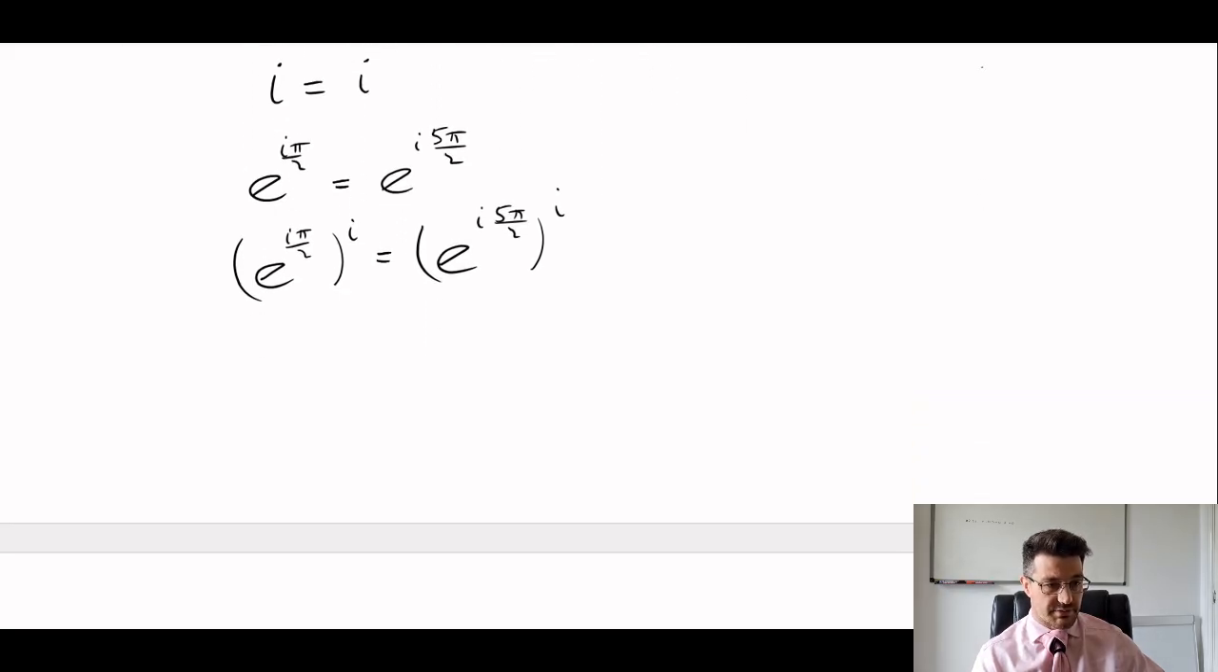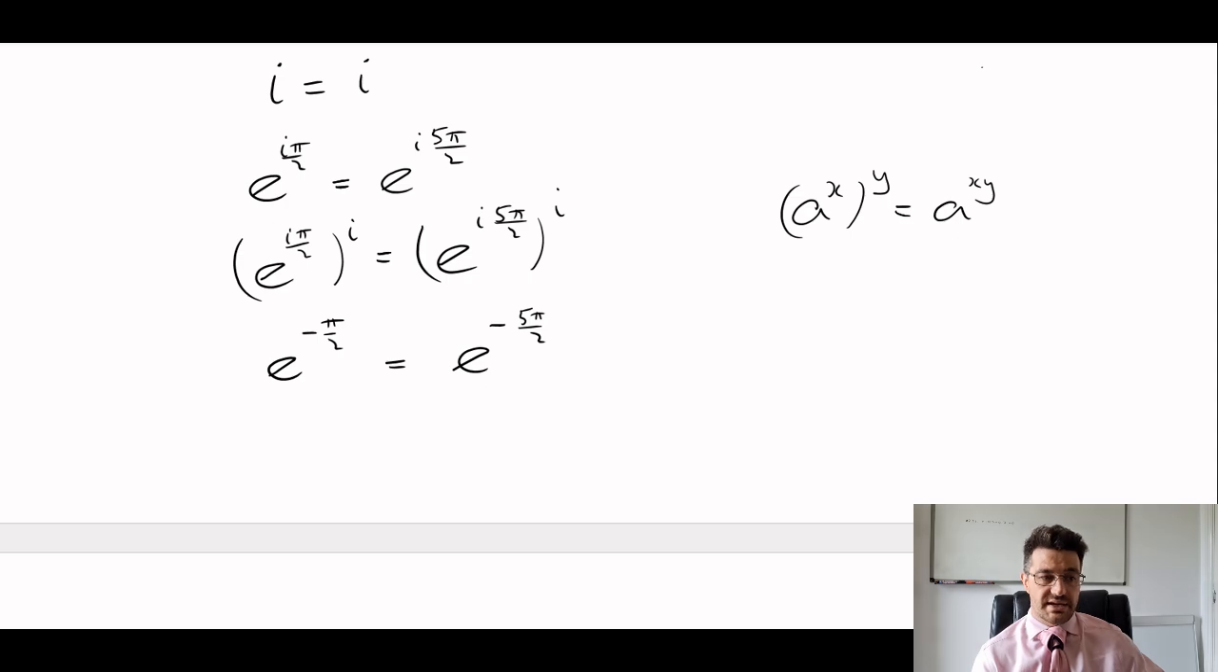Scroll down, give myself a bit more space. So I get e to the I times pi by 2, I pi by 2 times I is going to be minus pi by 2, which is a real number. And this evidently is equal to e to the, well, I times 5 pi by 2 times I, again using laws of indices, so we're using this law of indices, a to the power of x to the power of y is equal to a to the power of xy. Then I get minus 5 pi by 2, which again is a real number.